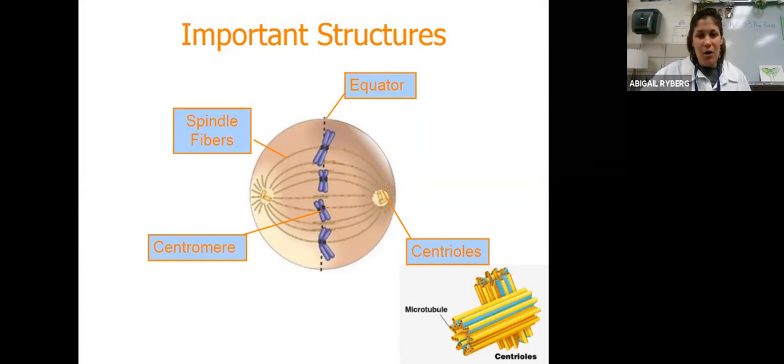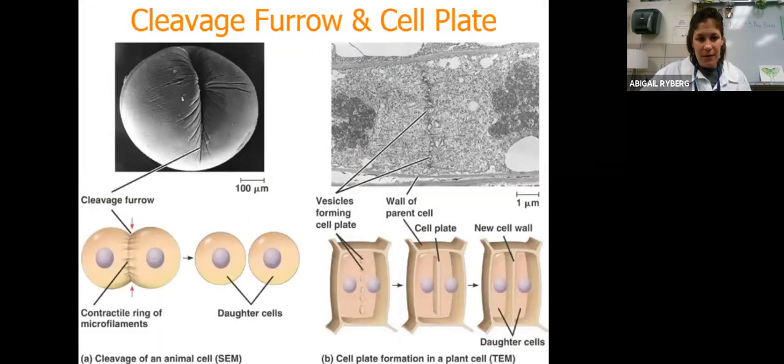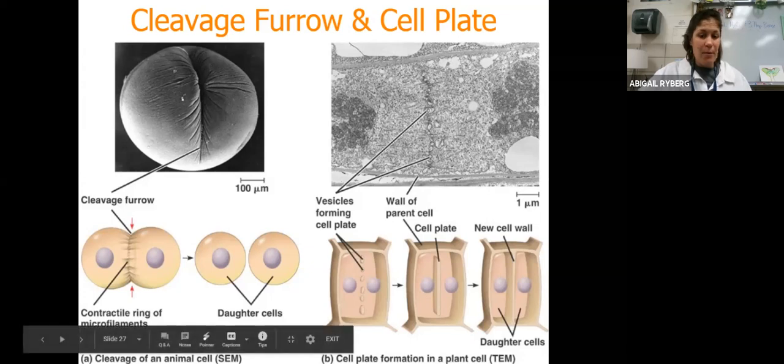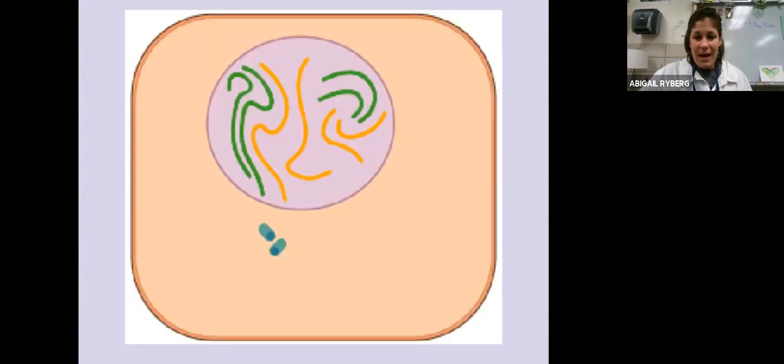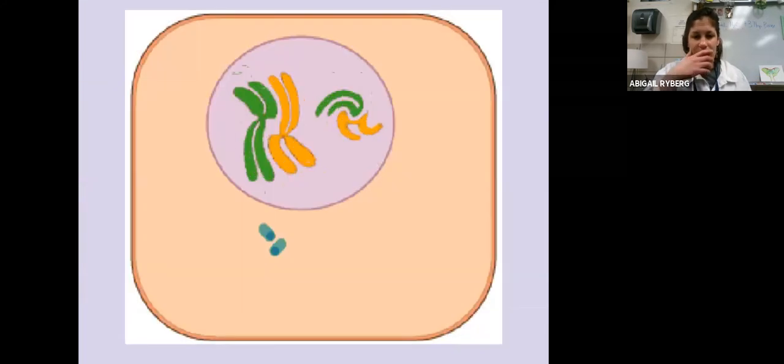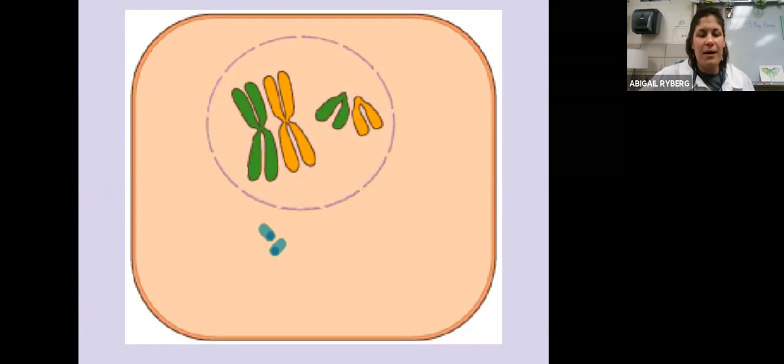Okay, so we have gone over a lot of those structures together. You remember the cleavage furrow, you remember cytokinesis in animal cells here versus plant cells. Remember that plant cells form a cell plate instead of the cleavage furrow. Oh, it does move. So here we go.